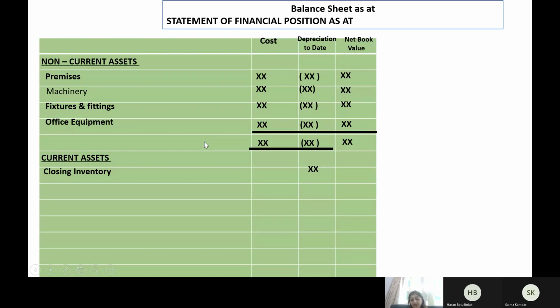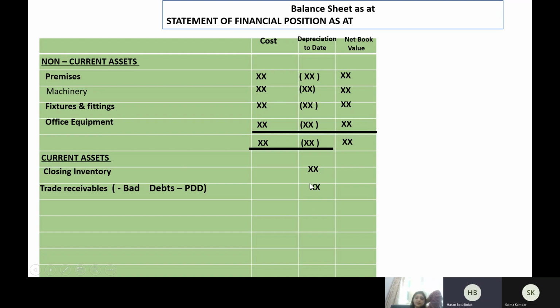And trade receivables has to be adjusted for two things. Trade receivable minus the new bad debt gives you the net trade receivable. Minus provision for doubtful debts gives you the trade receivable shown in the balance sheet.